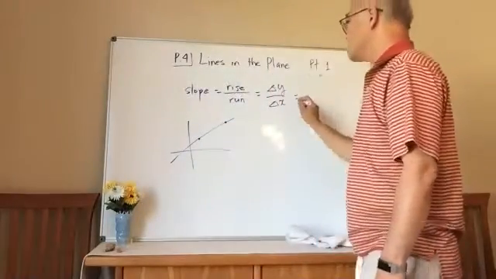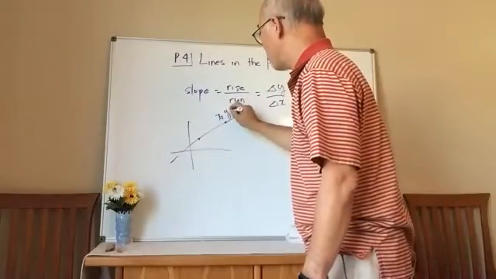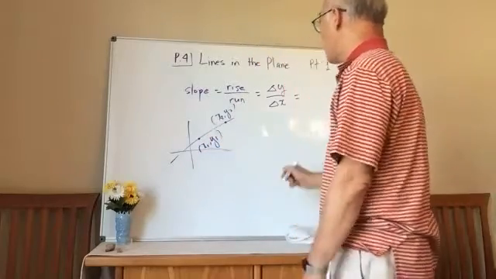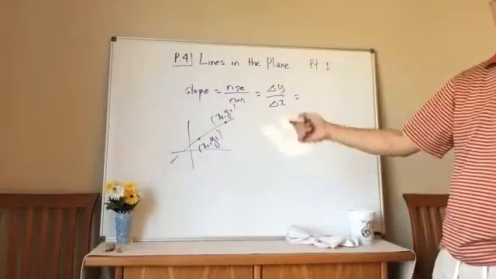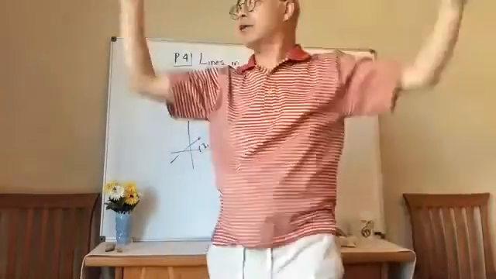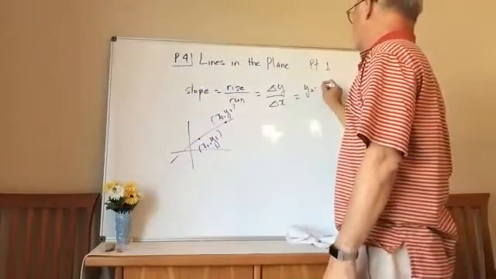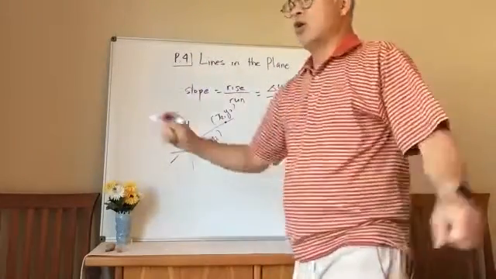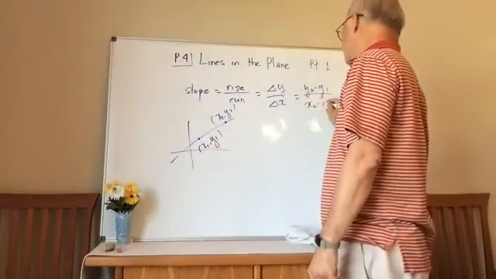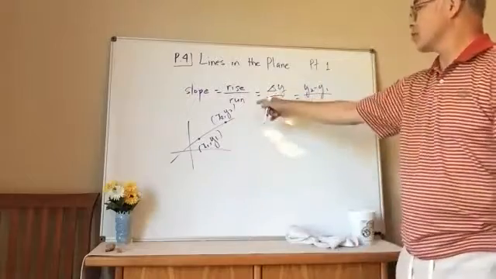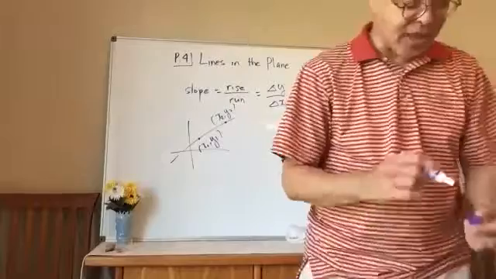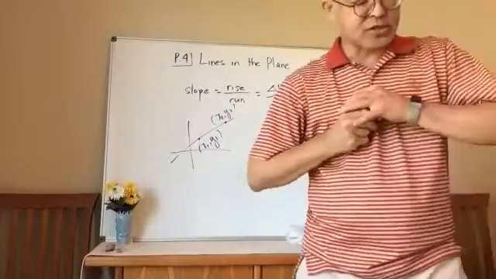If I have a line that looks like this and I have 2 points here, if this is x2, y2, and this guy is x1, y1, the rise is how much I went up or down in the y direction. So we're going to have y2 minus y1 over the run. The run is the change in the x direction. So y2 minus y1 over x2 minus x1. That in a nutshell is the slope of the line.